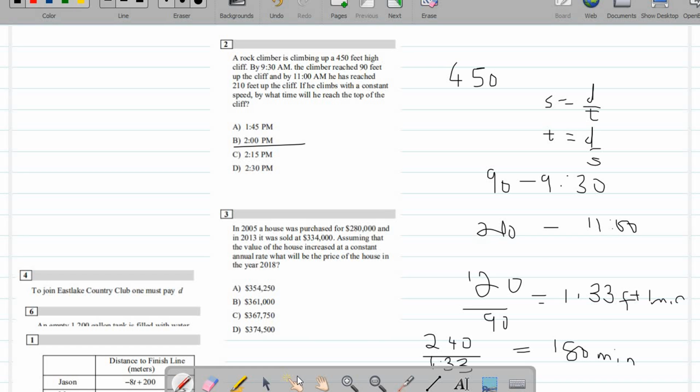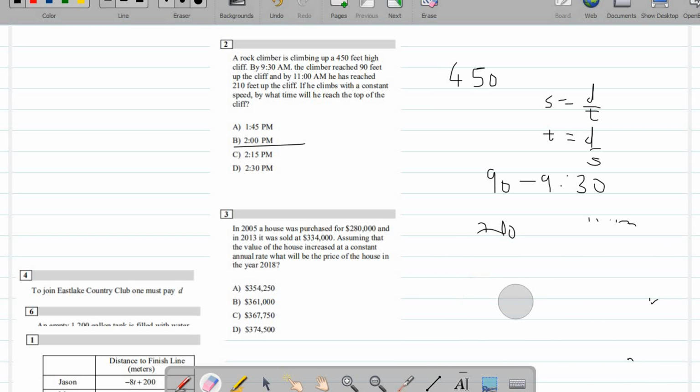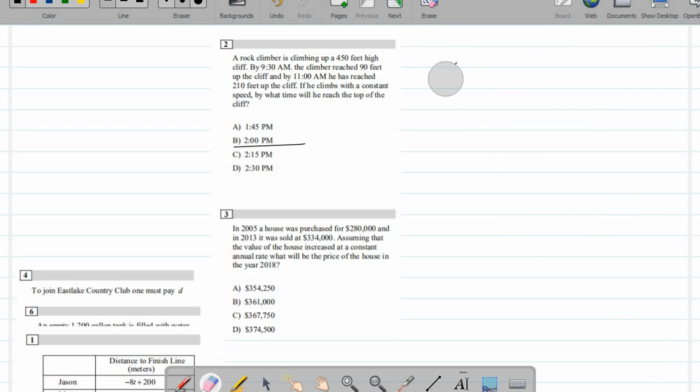Let's look at number 3. In 2005, a house was purchased for 280,000, and in 2013 it was sold at 334,000. Assuming that the value of the house increased at a constant annual rate, what would be the price of the house in the year 2018? So we have between 2005 and 2013. That's about 8 years.